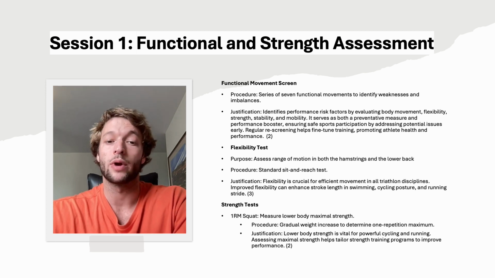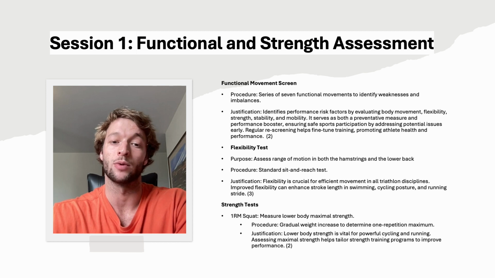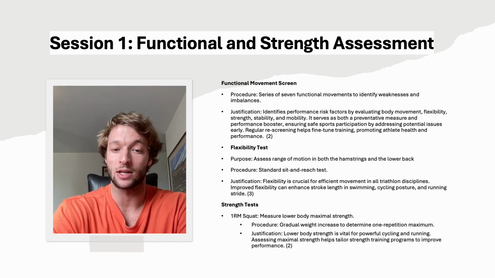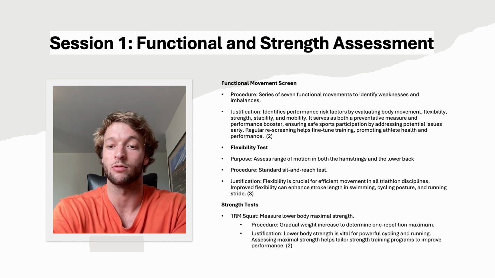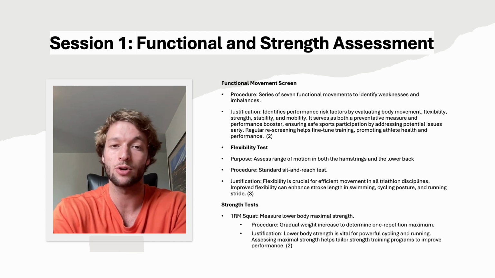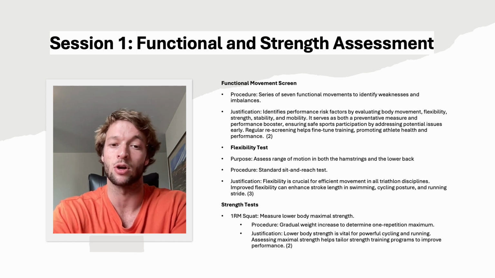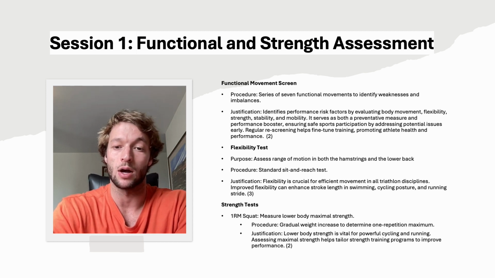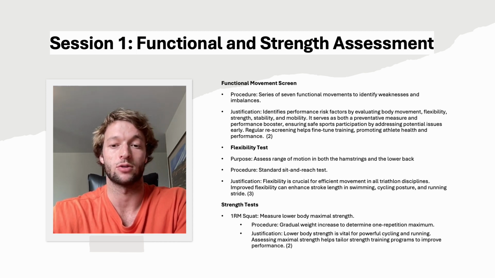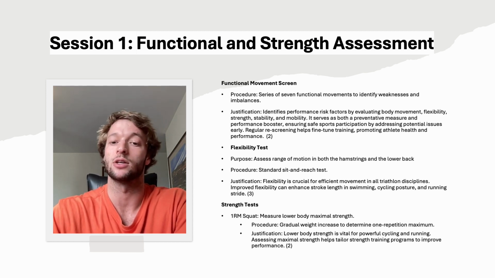Also, in session 1, we're going to be including a basic strength test, which is going to be the 1 rep max squat. So this is going to be measuring her lower body maximal strength, where we're going to be adding gradual weight to determine her 1 repetition maximum. We do need to be careful with this one, considering her past injury, so this can be adjusted to a 3 rep or a 5 rep if necessary. But lower body strength is vital for powerful cycling and running, as well as swimming. Assessing maximal strength helps tailor strength programs and will hopefully improve her performance.